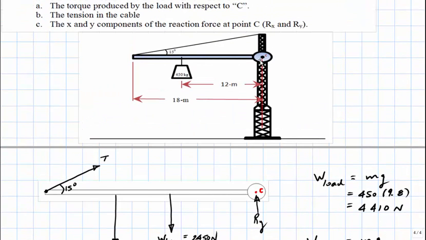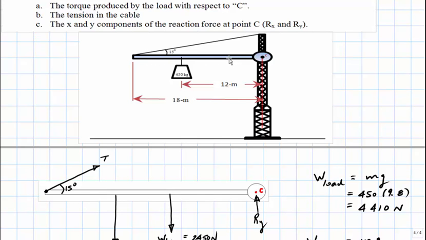We also need to determine the direction of the x reaction, and it would probably be a good guess to assume that the reaction in the x direction is directed towards the left. And the reason I say that is because let's notice that the tension in the rope has an X component that's directed towards the right. In other words, the rope is attempting to push the beam towards the right.